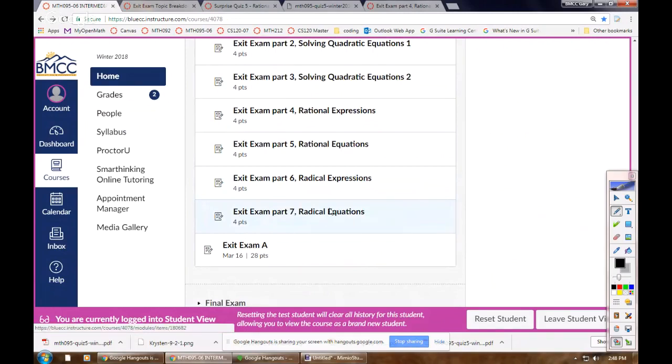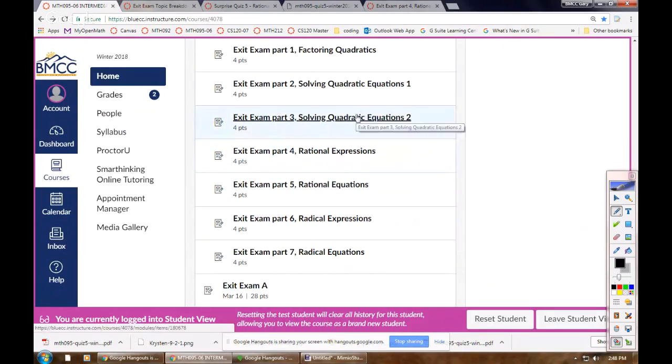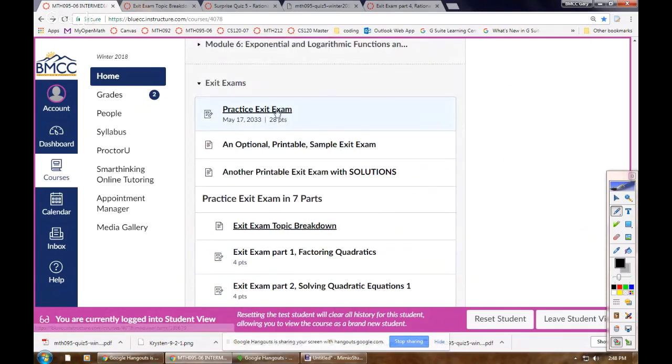Maybe it was radical equations and rational equations. Maybe it was quadratic equations part 2. Maybe it was radical expressions. Whatever they are, practice it until you get better. Then go take the practice exit exam again. See how you do.